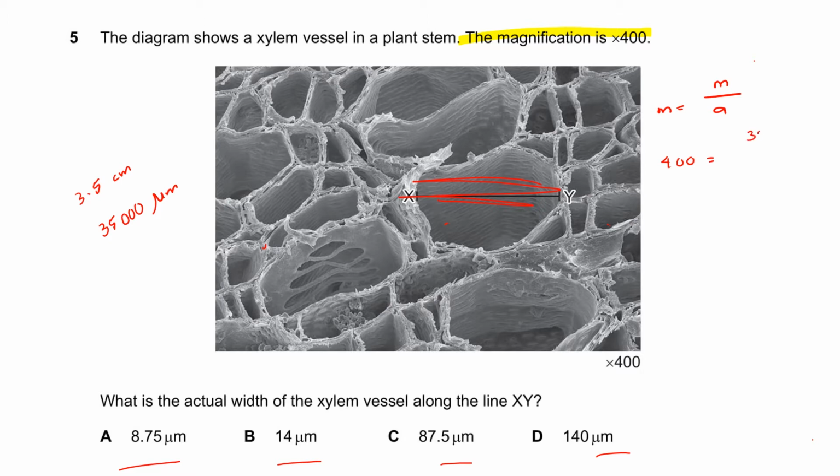So 35,000 over A is equal to 35,000 over 400, which if you put in your calculator, gives you 87.5. So the answer is A.